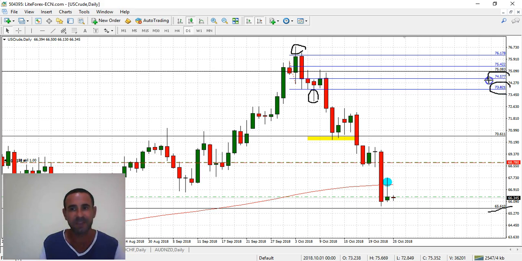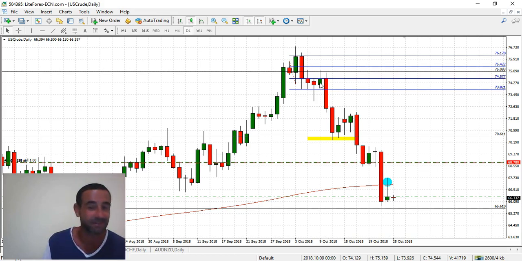Take a look at the next level, 74.57. So for most part of the day, it was trading above that level. But then I noticed price just came back all the way and closed just right below that level, right on the spot. You know what? Let's take a look at the close. 74.54. The level is 74.57, the key level itself.